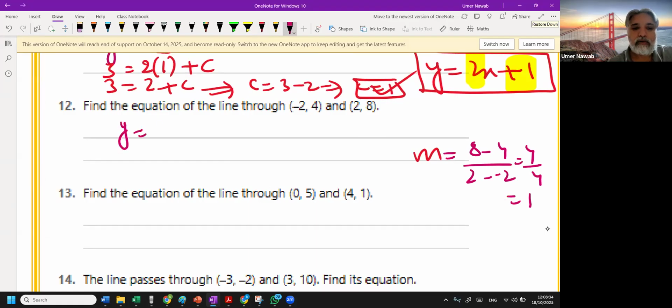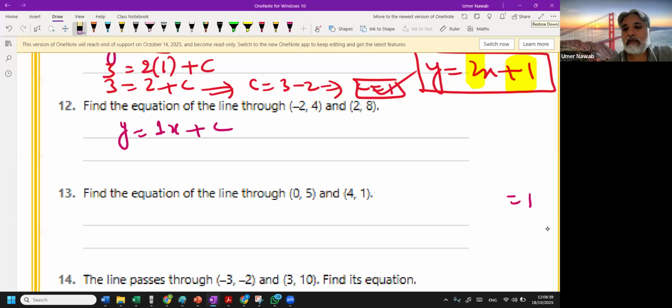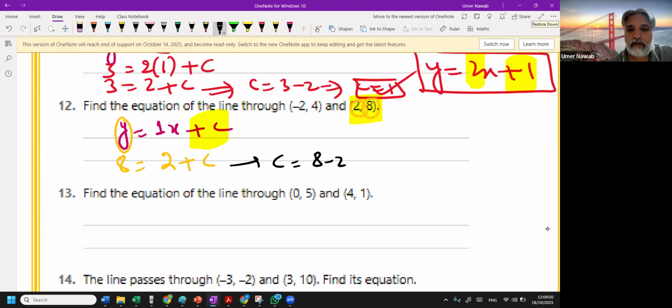So y is equal to 1x plus c is the equation of a line. But the problem is this, I don't have c. How to find c? For this, I need to use one of the points. So this time I'm using 2, 8. So in the place of y, I'm going to write 8, and in the place of x, I'm going to write 2. So can I find the value of c now? C is equal to 8 minus 2, and that gives you 4.